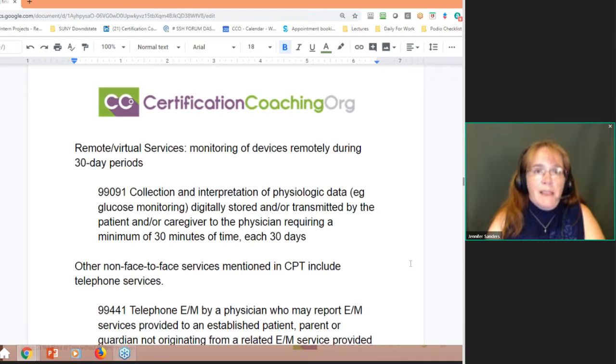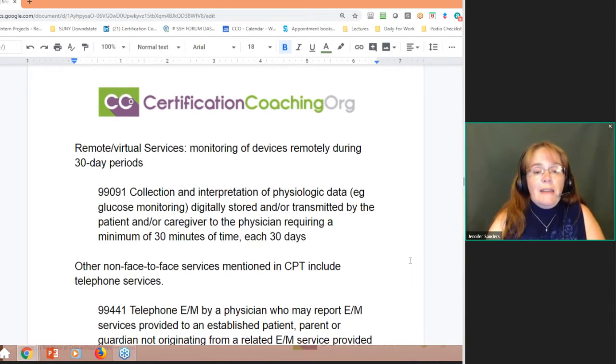So one example is 99091, the collection and interpretation of physiologic data, such as, there's more examples, but one was glucose monitoring. And it's digitally stored and/or it's transmitted by the patient or their caregiver to the physician. And it requires a minimum of 30 minutes of time every 30 days. So they're reviewing this documentation, they're seeing their glucose level, so they get to bill for that. They didn't see the patient. They're reviewing the data in order to make sure that that patient's health is progressing the way it should be.